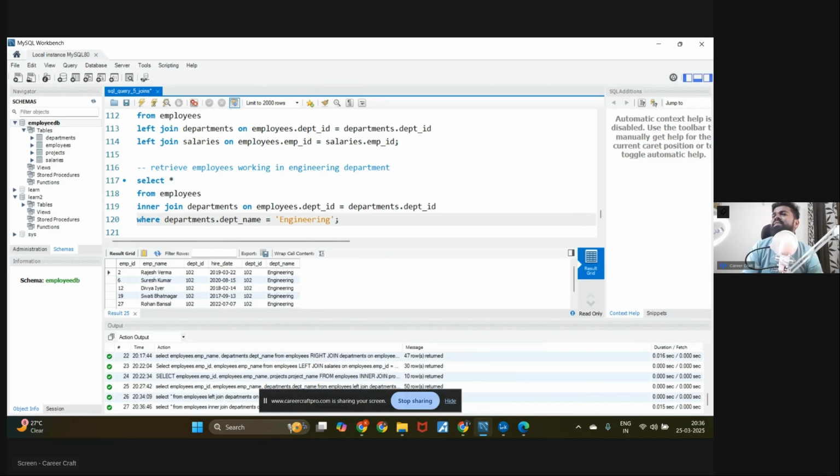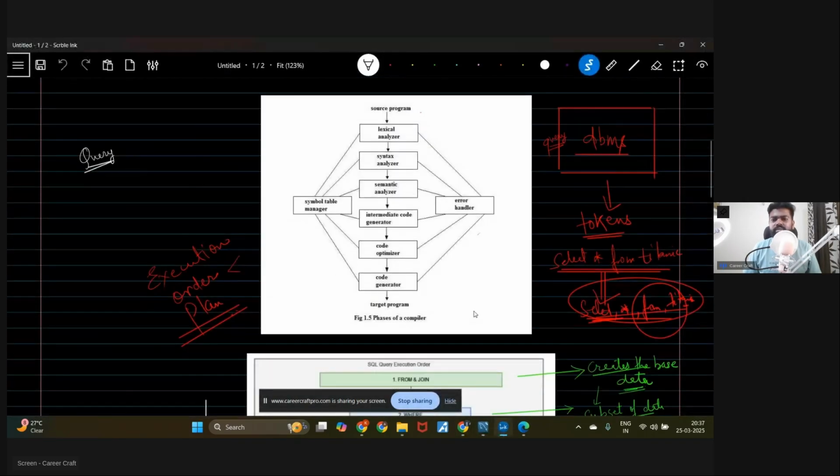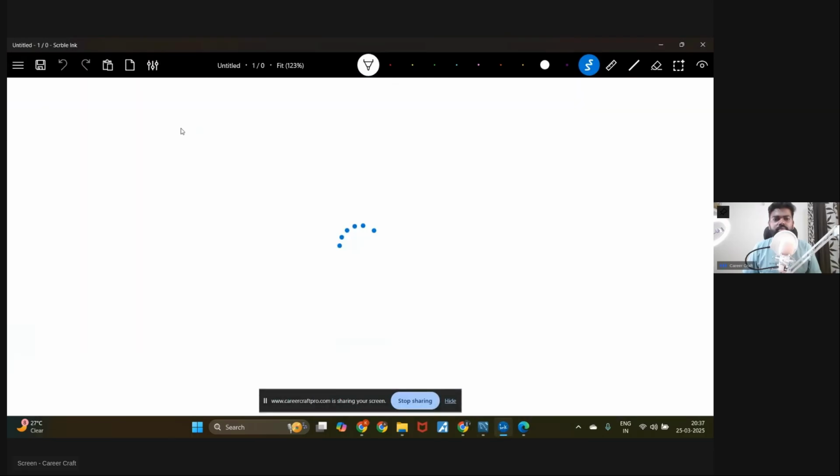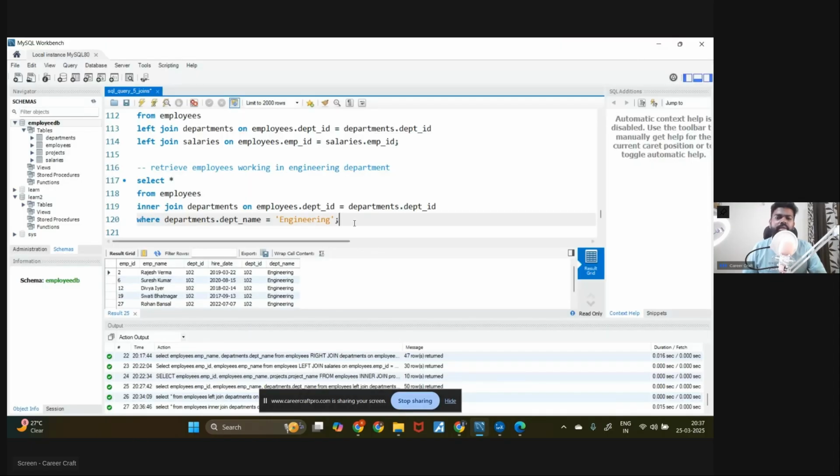Arey yaar, it is so easy. You will be able to do it now. See it. Piyush, if you want to speak, we can speak at the last. We'll discuss it then. Now this is the question. Done. Now moving ahead.